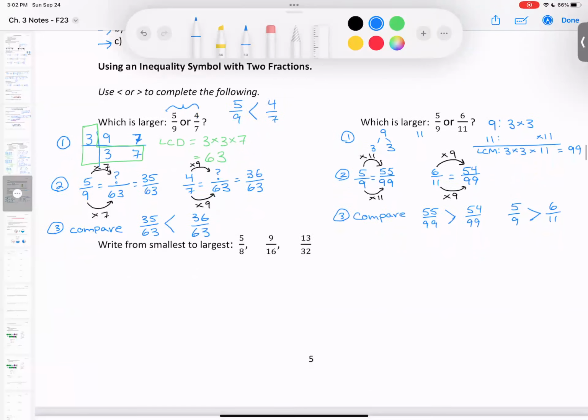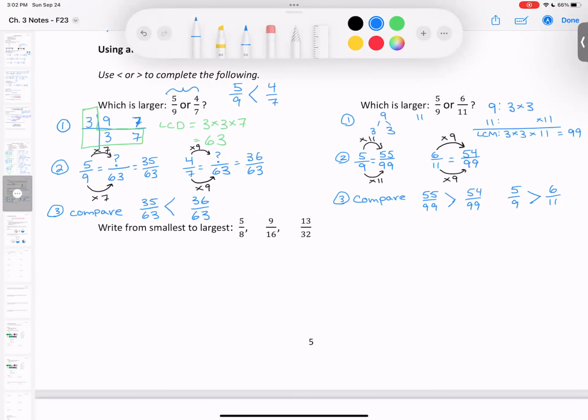The last question for this section asks you to rank these 3 fractions from smallest to largest. Using the same skills we just learned, the first step is to find the LCD, the least common denominator. Then you figure out your equivalent fractions that are all listed over that common denominator. And the last step is to compare. So try that one on your own, pause this video, and then see if you can get the answer.